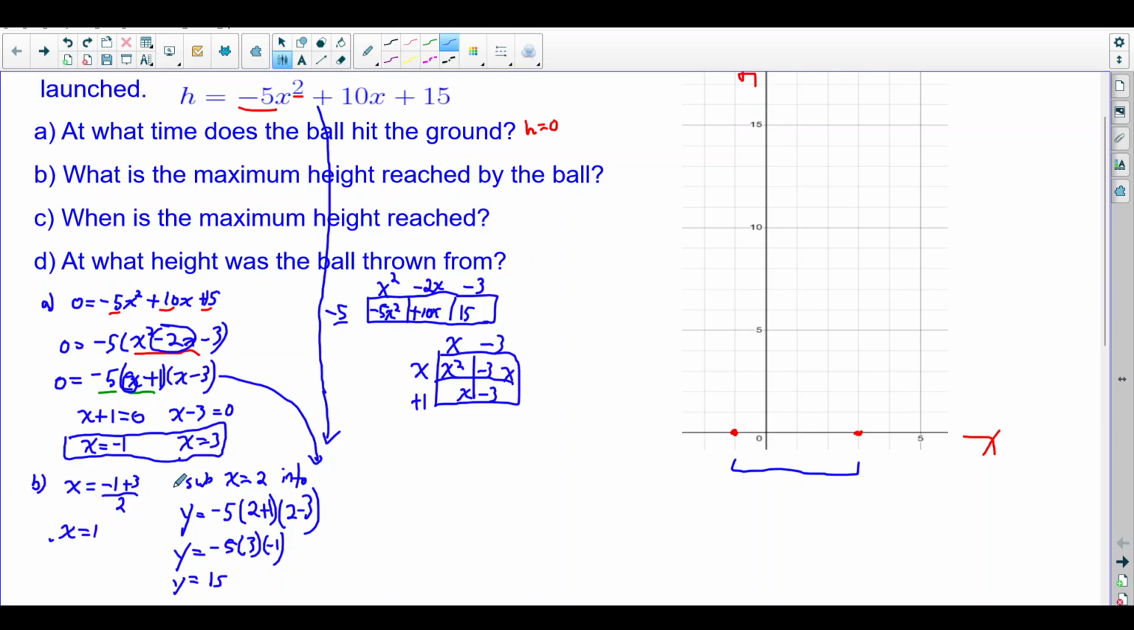X equals 1 is our midpoint. And I caught my error because looking at the graph, I could see that 2 was certainly not in the middle of the graph. So let me just fix up a little bit here.